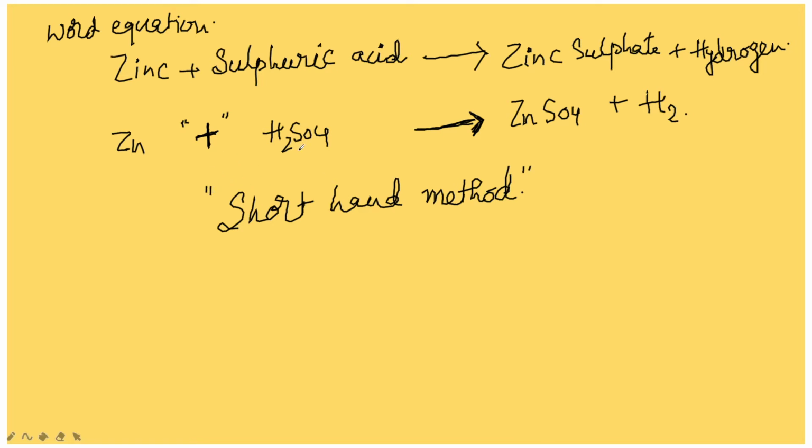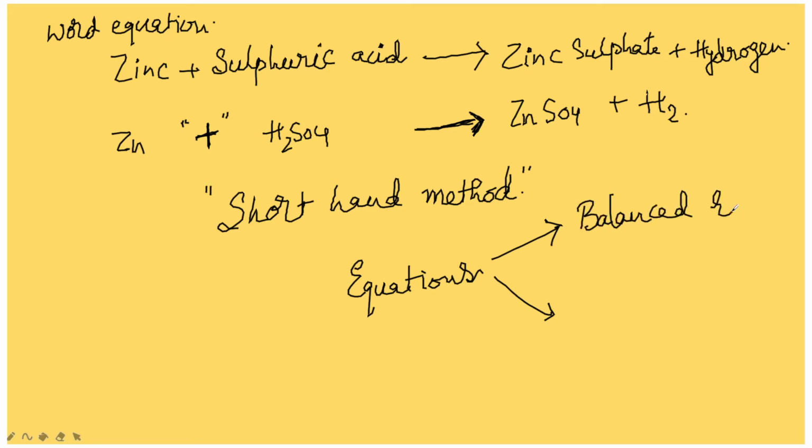Okay, so these equations are of two types. What are they? Balanced equations and unbalanced equations. What is this balanced and unbalanced equation, that we are going to discuss now?